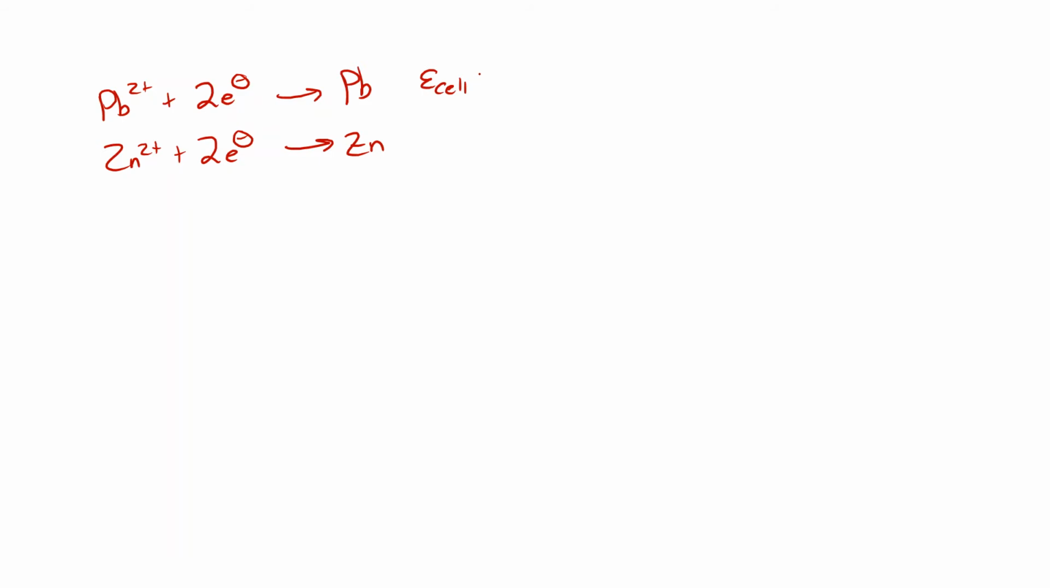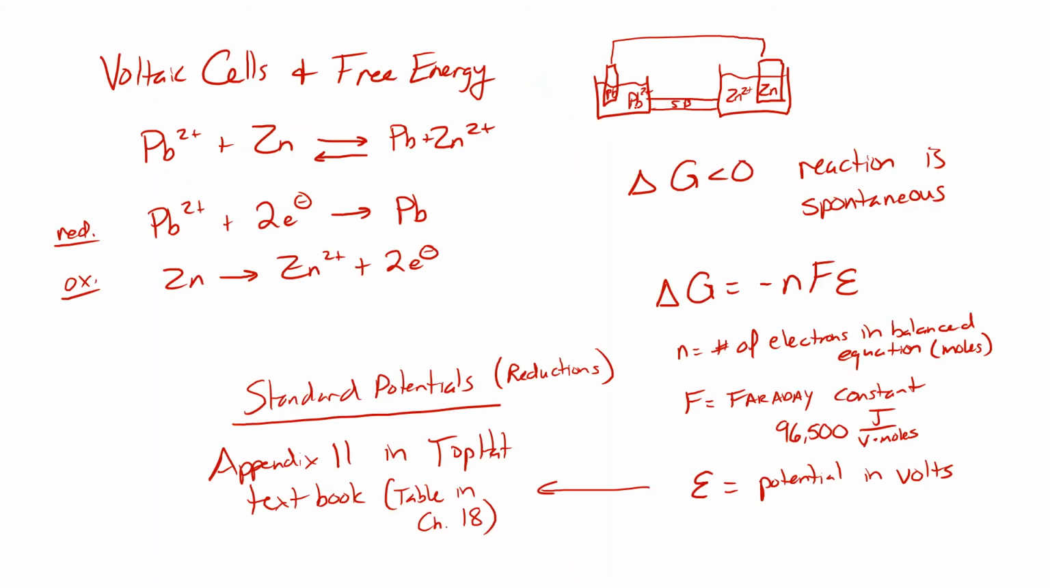The reduction potential for this one, and I just looked this up on the table, is negative 0.126 volts. The reduction potential for zinc is negative 0.762 volts, right? We're just looking this up in a table. There's a table, it's got a whole bunch of values. You look it up, you plug those values in, and we're going to figure out how this goes, right? So all of that is fine.